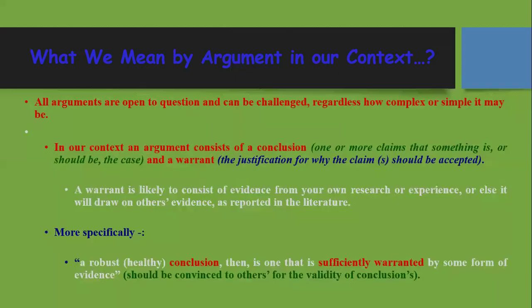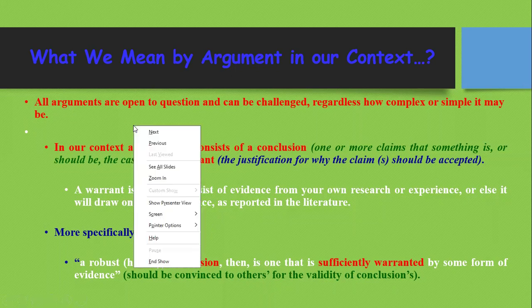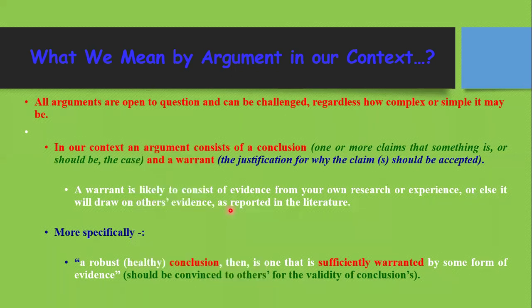In the case of qualitative research, normally people try to challenge the arguments of different people. All arguments are open to question and can be challenged, regardless of how complex or simple they may be. In our context, an argument consists of a conclusion, one or more claims that something is or should be the case, and a warrant. A warrant is likely to consist of evidence. It means premise one, premise two, from your own research or experience, or else she will draw on other evidence as reported in the literature.